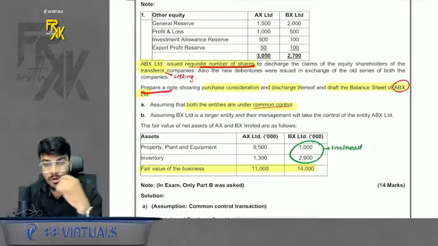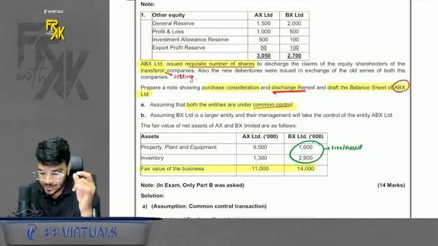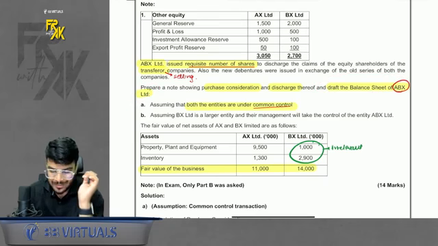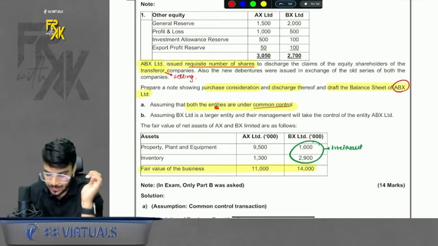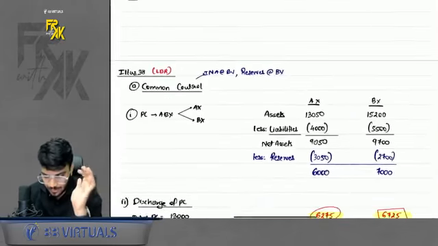Anyways, now what they're asking is to prepare a note showing purchase consideration and discharge thereof, and draft the balance sheet of ABX Limited. There are two cases. The first case is assuming that both the entities are under common control. How will you solve this? It is very simple. You have to assume PC.